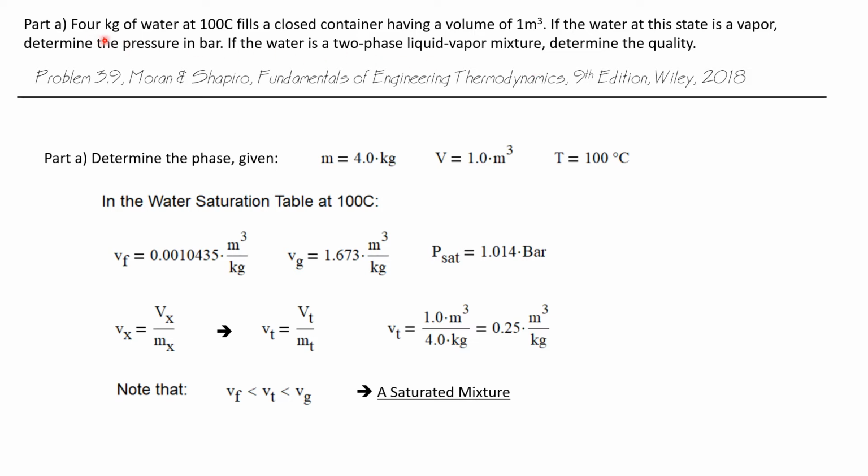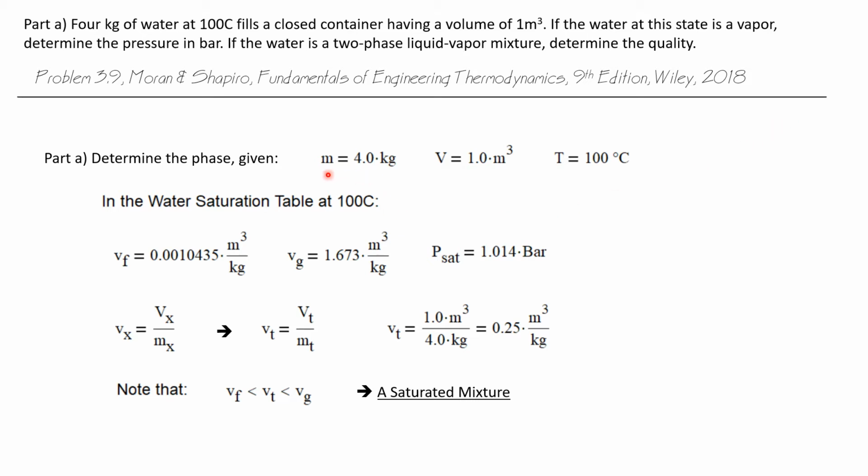We have 4 kilograms of water at 100 degrees C, and it fills a closed container. Let's just call that a rigid tank, and that tank has a volume of a cubic meter. Now, if the water at this state is a vapor, they want us to determine the pressure. But if the water is a two-phase liquid-vapor mixture, they want us to determine the quality. So we first need to determine what phase the state is in.